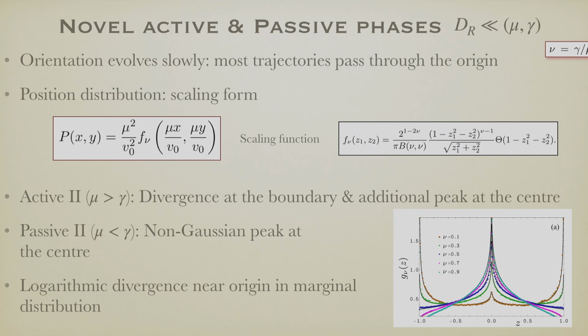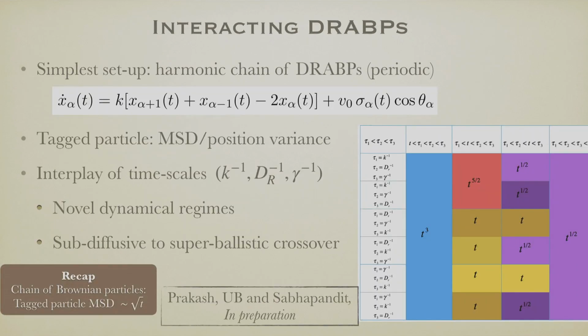Okay, so I'll just mention one more thing. After we have looked at this single particle behavior, it's of course interesting to ask what happens when these particles are interacting. So we take the simplest possible scenario again. So we consider a chain of these direction reversing particles, a periodic harmonic chain even for the simplest case, and we look at the behavior of the tagged particle. So we tag a particle and look at how the mean square displacement of this tagged particle behaves.